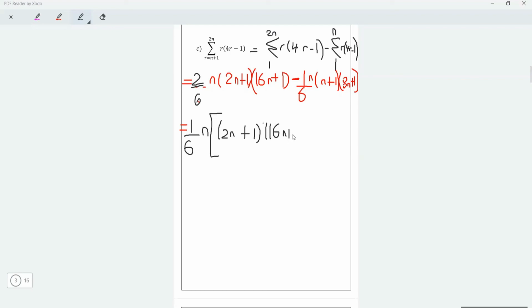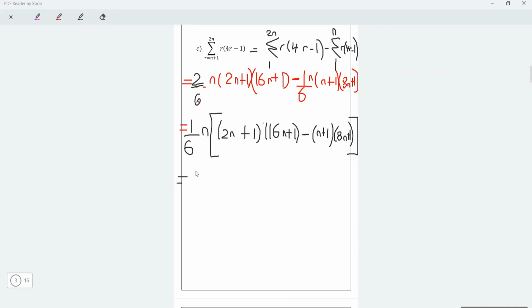And then I have minus, then I factor out 1 over 6n, I'm left back with n plus 1 times 8n plus 1. That's what I'm left back with. So since this is what I'm left back with, all I need to do is just simplify inside that bracket to get an expression for this.